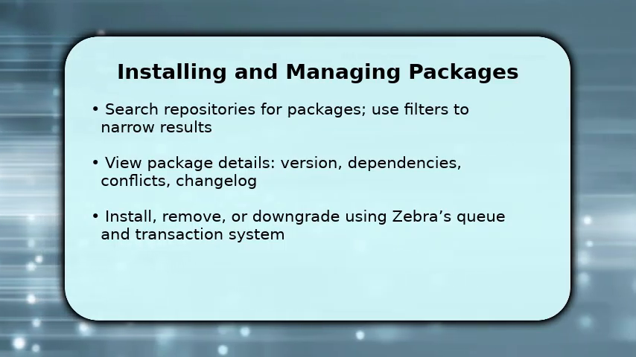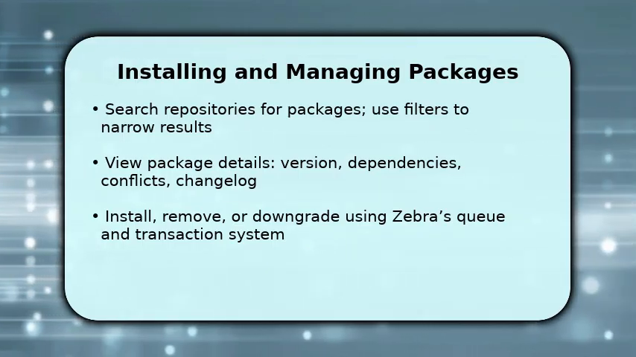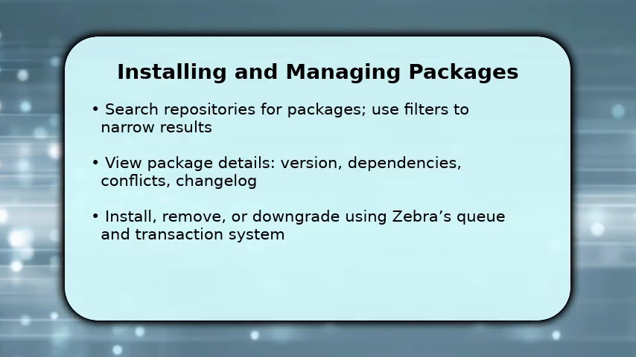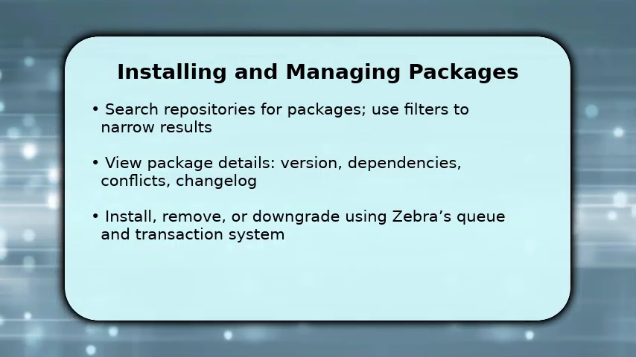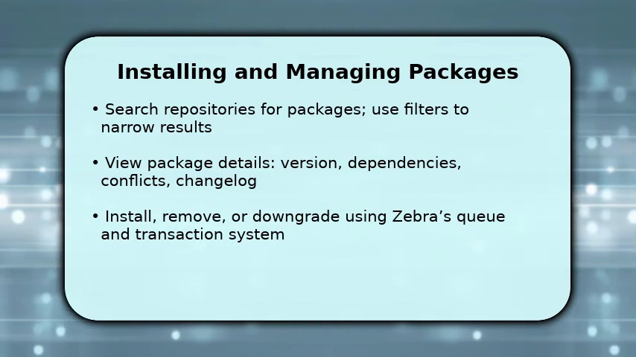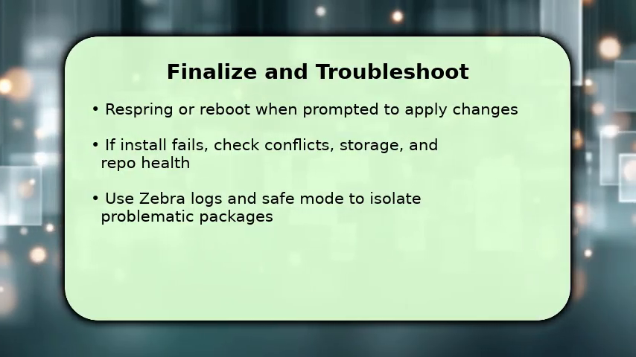This reduces partial failures. If a package needs a specific dependency, choose the compatible version. Also, learn to downgrade safely when a new release breaks functionality. Zebra handles transactions atomically. You finish by respringing or rebooting when Zebra prompts. That applies kernel or UI level changes.